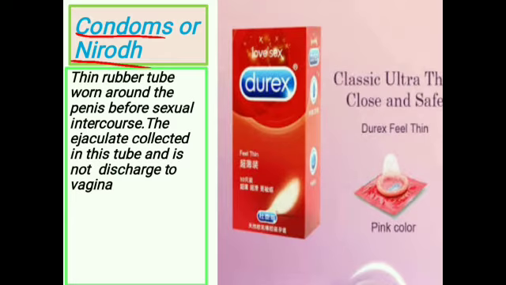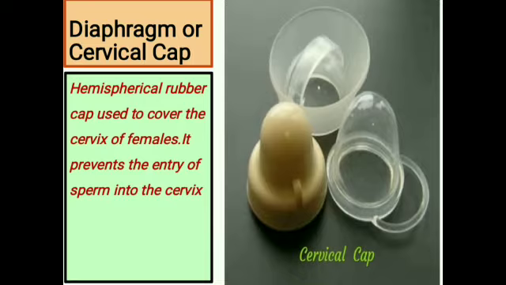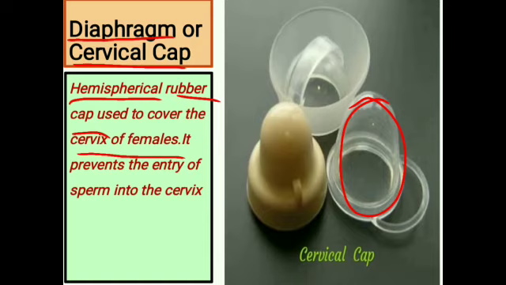Now, first, mechanical methods include condoms or nirodh. A condom is a thin rubber tube that is worn around the penis before sexual intercourse so that the ejaculate collected in this tube does not discharge into the vagina of the female. Second one is diaphragm or cervical cap. This is a cervical cap. It is a hemispherical rubber cap that is used to cover the cervix of the female. It prevents the entry of sperm into the cervix.